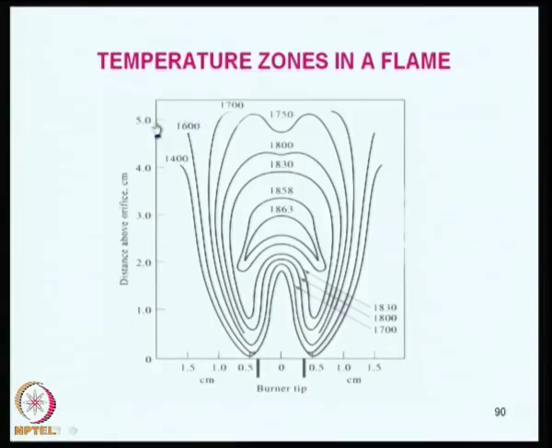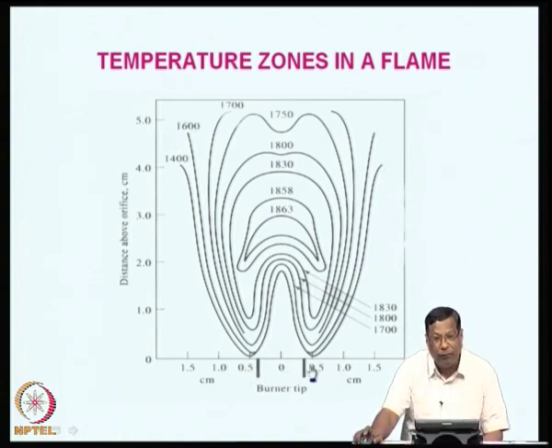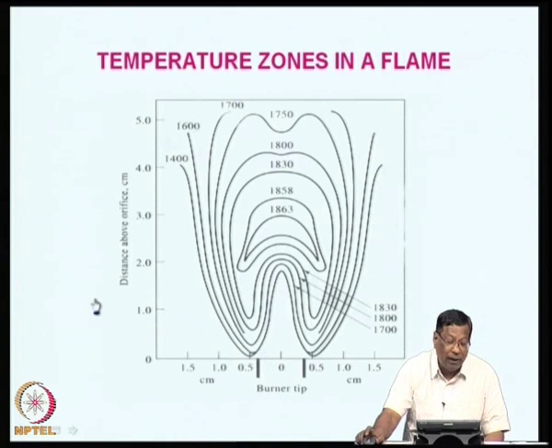Here I am going to show you the different temperature zones of the burner. This is the burner tip, and I have put here the centimeter distance from the burner tip. This is 0.5, 1 and 1.5. On the other side also we can have the same scale, and on the abscissa I have put distance above the orifice where the flame is burning, that is 1, 2, 3, 4, 5 centimeters.